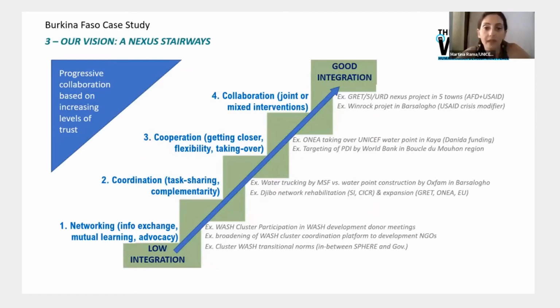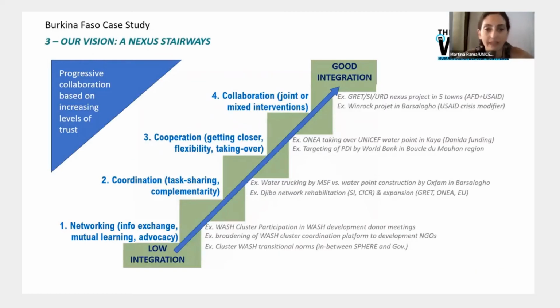Then the further step upwards is cooperation, which means really getting closer, being flexible, taking over each other's projects. For example, we have the public utility, which is taking over some water points built by UNICEF in Kaya. And then the fourth step, which is really a good nexus and integration and collaboration, is, for example, joint or mixed interventions, where the two categories of actors, development and humanitarian, will really build a project together. So this is like the theoretical stairways, and we really have examples at each level of the stairway.